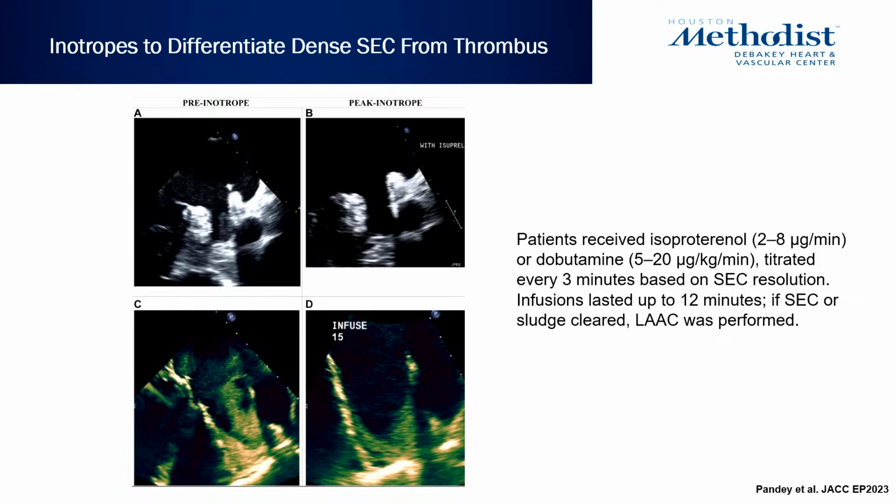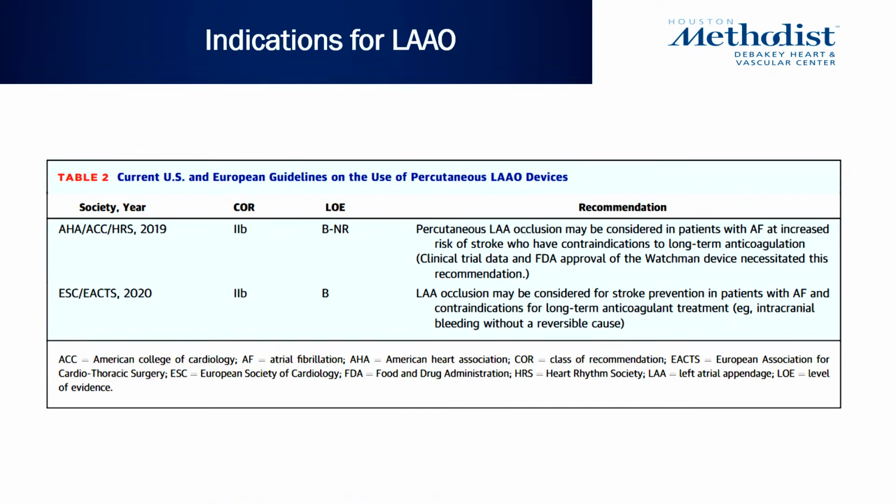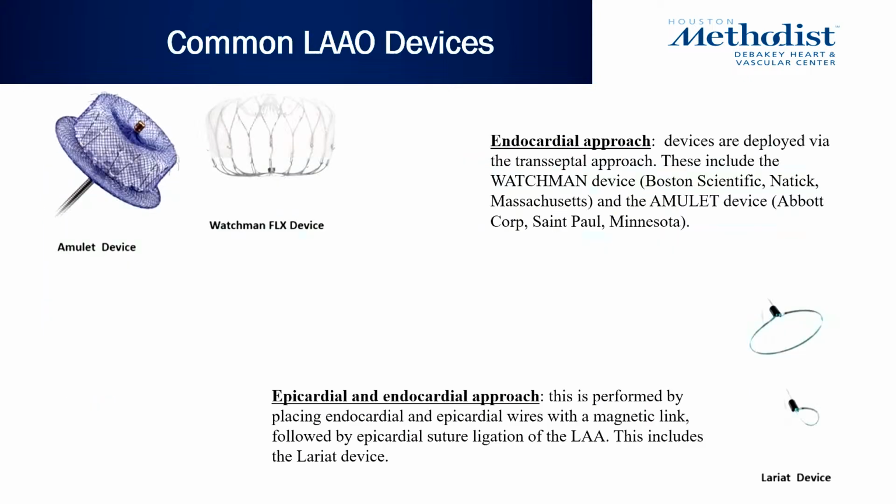cath lab pre-procedurally. And in the indications for left atrial appendage occlusion, in the ACC-HRS guidelines, you would consider left atrial appendage occlusion in patients with AFib at increased risk of stroke who have contraindications to long-term anticoagulation. And with the European guidelines, again, it's considered for stroke prevention in patients with AFib and contraindications for long-term anticoagulant treatment, such as intracranial bleeding without a reversible cause.